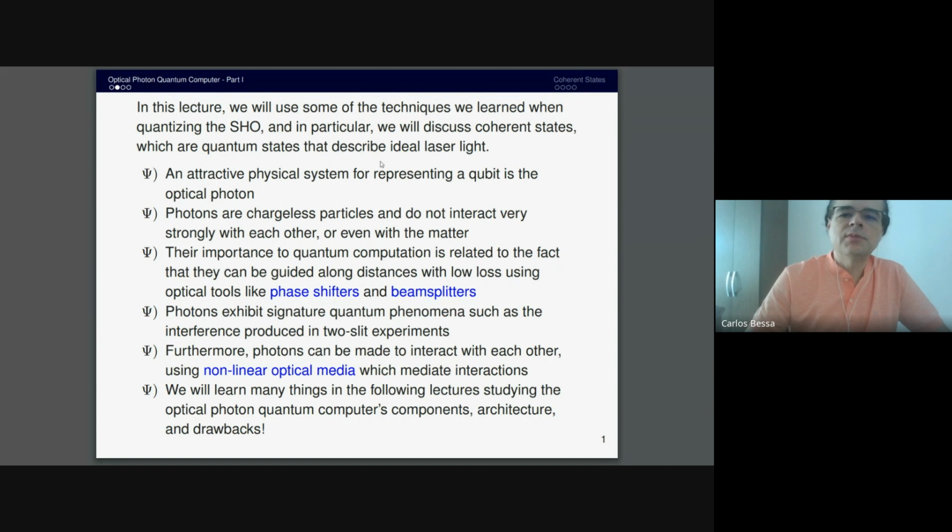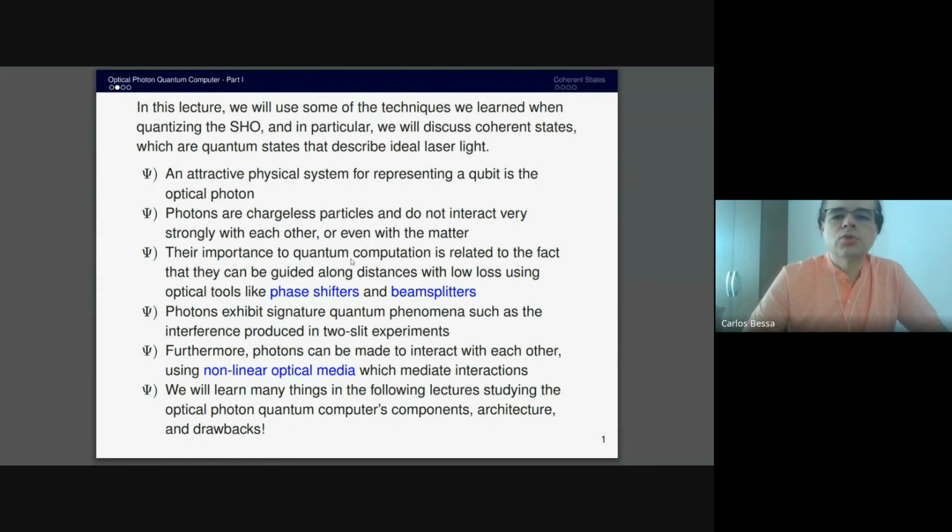One physical system that could represent a qubit, as we already discussed in the past, could be a photon, an optical photon generated by some kind of laser. Just to review about photons, they are chargeless particles that in general do not interact very strongly with each other. In empty space, they don't interact with each other, but in some media they could interact.